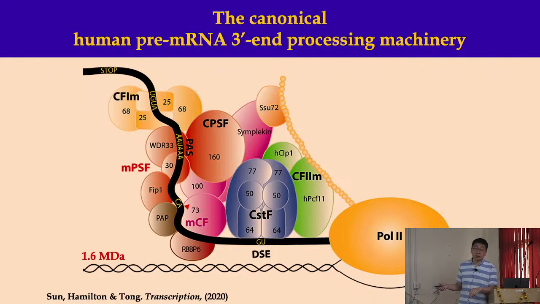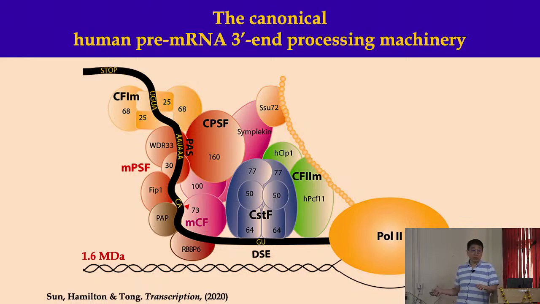So nature does this using a 1.6 megadalton machinery. Very, very complicated. So each bubble here is one protein. And the number you see on that bubble is the molecular weight. So this is CPSF 160, means 160 kilodalton subunit of something called CPSF. But obviously, most of these factors were discovered using classical biochemistry over the last 20 years or so. Purified from thymus, all that stuff. I mean, really classical biochemistry.